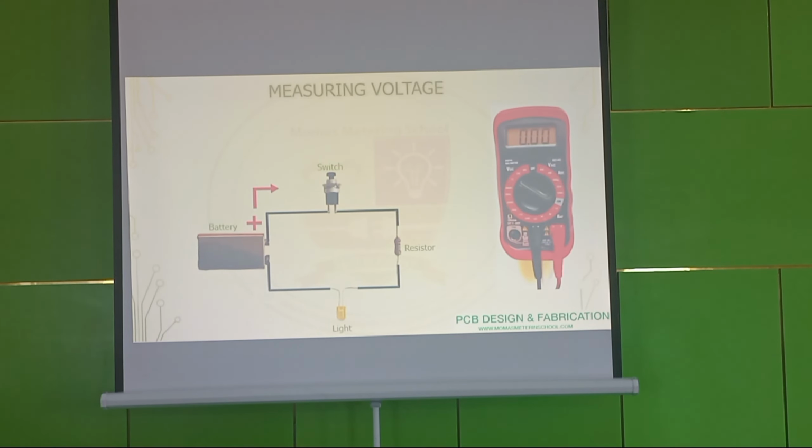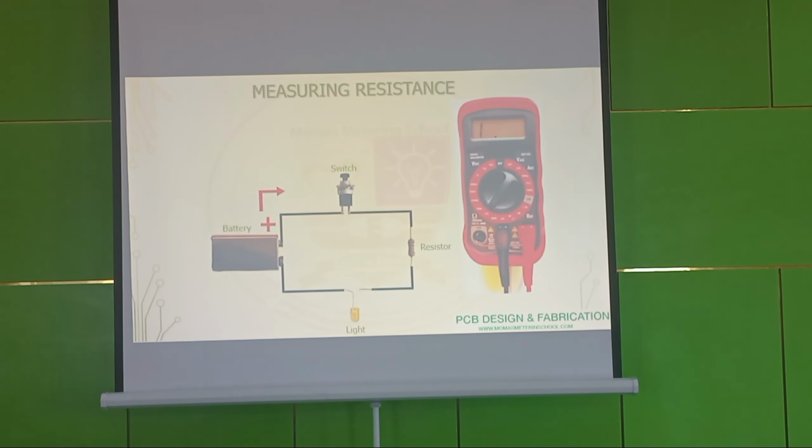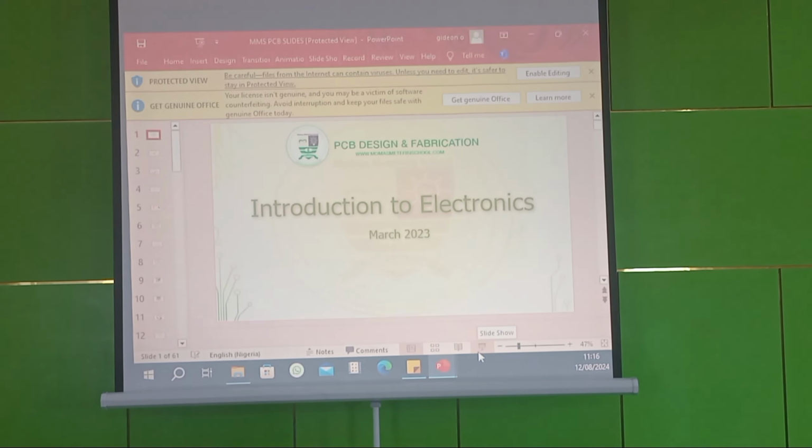So measuring voltage, that's that. Measuring current. When you are measuring current, it will be associated with the circuit. When it comes to electronics, when it is AC, it is about a clamp meter. So I think that's all for the introduction.